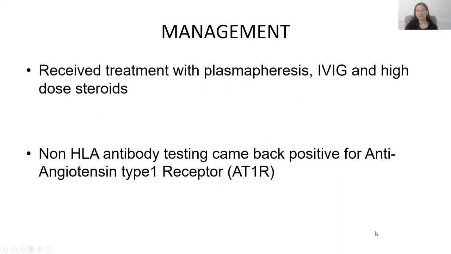At this point, we weren't entirely sure what was going on with the patient, but we decided to treat her empirically for antibody mediated rejection. And the reason we decided to treat her is because she's highly sensitized. So we gave her plasmapheresis, IVIG, and high dose steroids. We also sent non HLA antibody testing, which came back positive for angiotensin type 1 receptor antibodies.